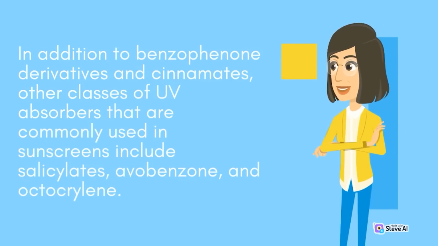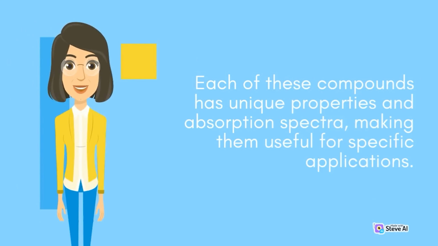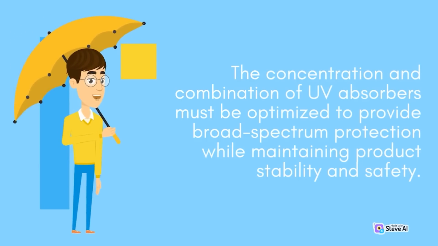In addition to benzophenone derivatives and cinnamates, other classes of UV absorbers that are commonly used in sunscreens include salicylates, avobenzone, and octocrylene. Each of these compounds has unique properties and absorption spectra, making them useful for specific applications. To ensure that sunscreens provide effective protection against UV radiation, the formulation of the sunscreen must be carefully balanced. The concentration and combination of UV absorbers must be optimized to provide broad-spectrum protection while maintaining product stability and safety.